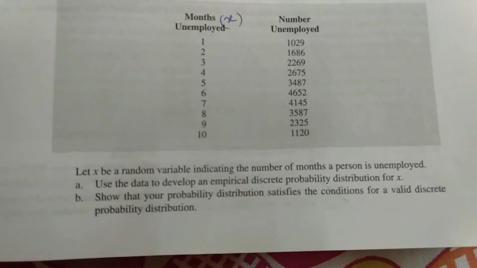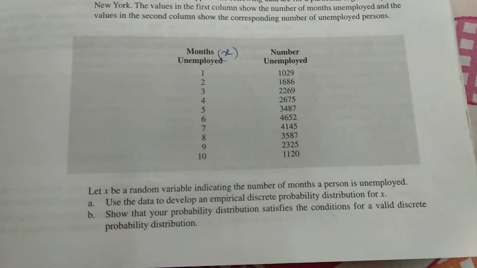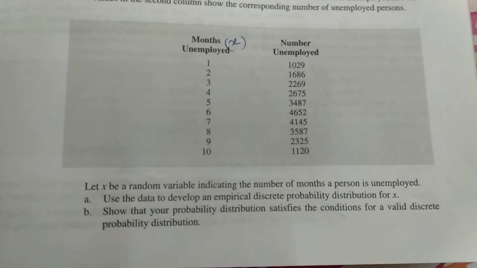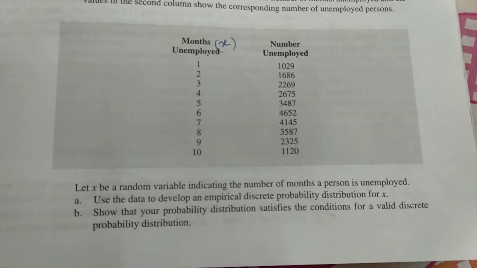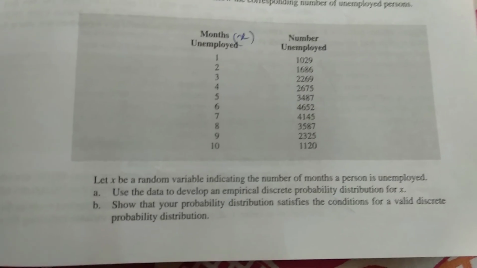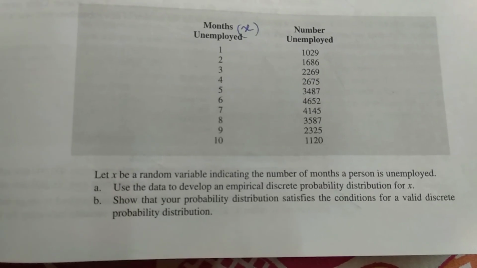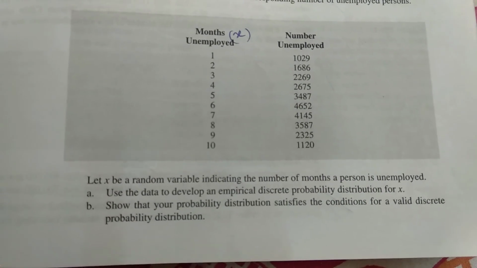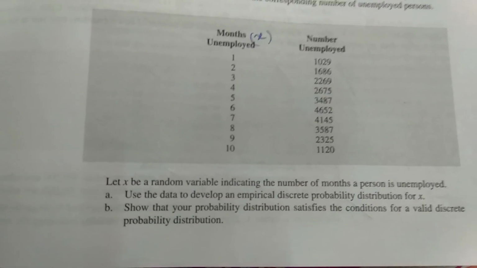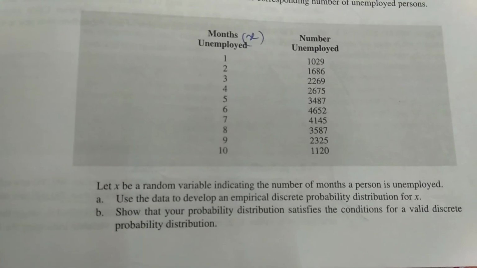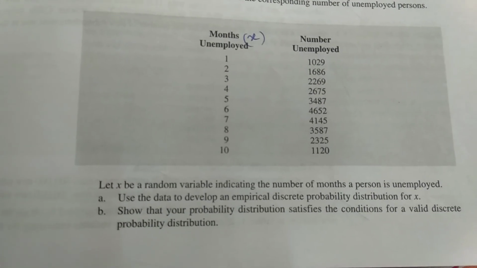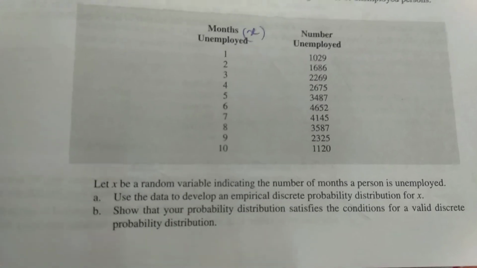Let x be the random variable indicating the number of months a person is unemployed. We have to use the data to develop the empirical discrete probability distribution for x. So we have to find the probability distribution first. Second, we check that the probability distribution satisfies the conditions for a valid discrete probability distribution, that is, the summation of f(x) is equal to 1 and f(x) for a particular month of unemployment should always be greater than or equal to 0.